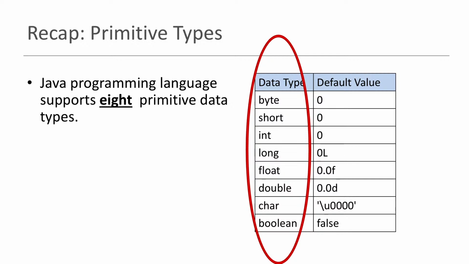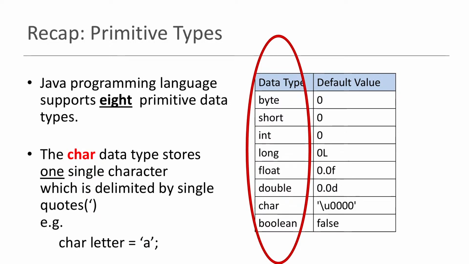So it's not just a character, it's single quotes and it's got a value inside it. And that value is a special code. It's a Unicode code indicated by the \u. The character data type stores only one single character, which is delimited by single quotes. For example, you can say char letter equals single quote A, or you could say char letter equals single quote with the Unicode code for the letter A.